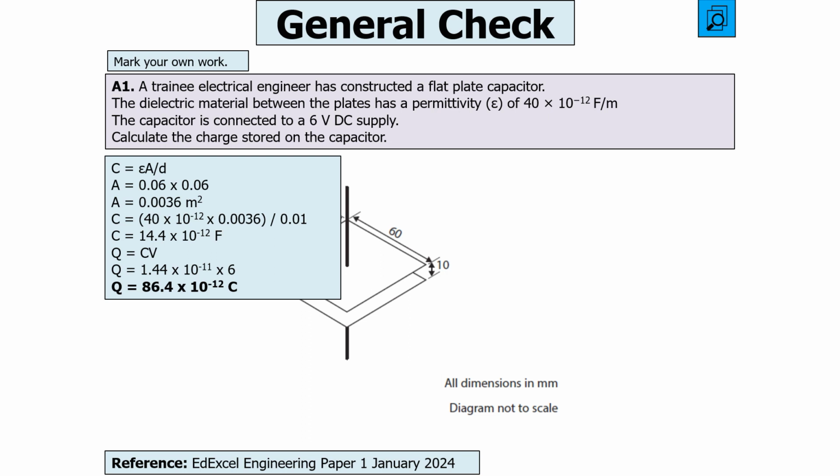We work it all the way through and we get the capacitance out to be 14.4 times 10 to the minus 12 farads. We then say Q equals CV, and we want to work out the value of Q. So we pop in all the values. We know V is equal to 6, so it's 86.4 times 10 to the minus 12 coulombs.